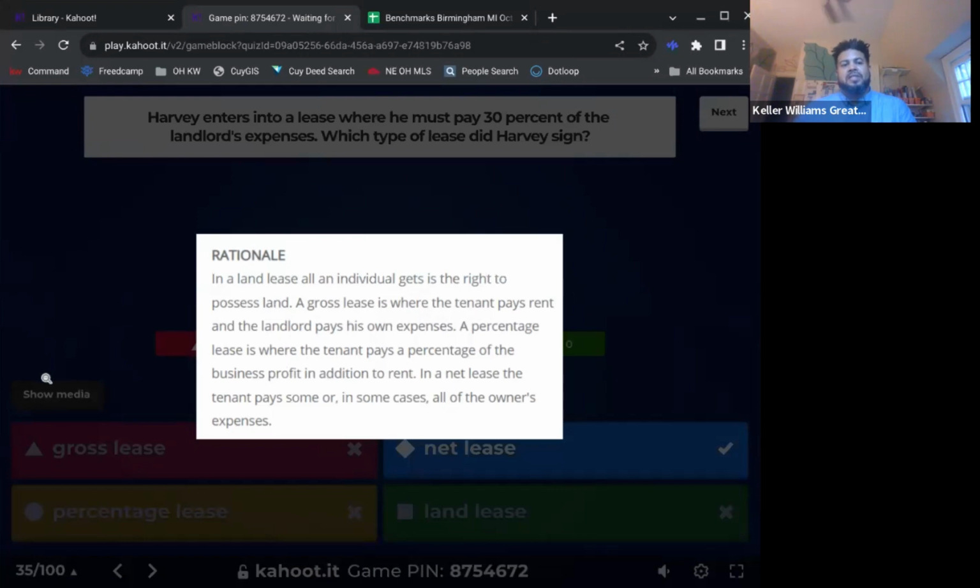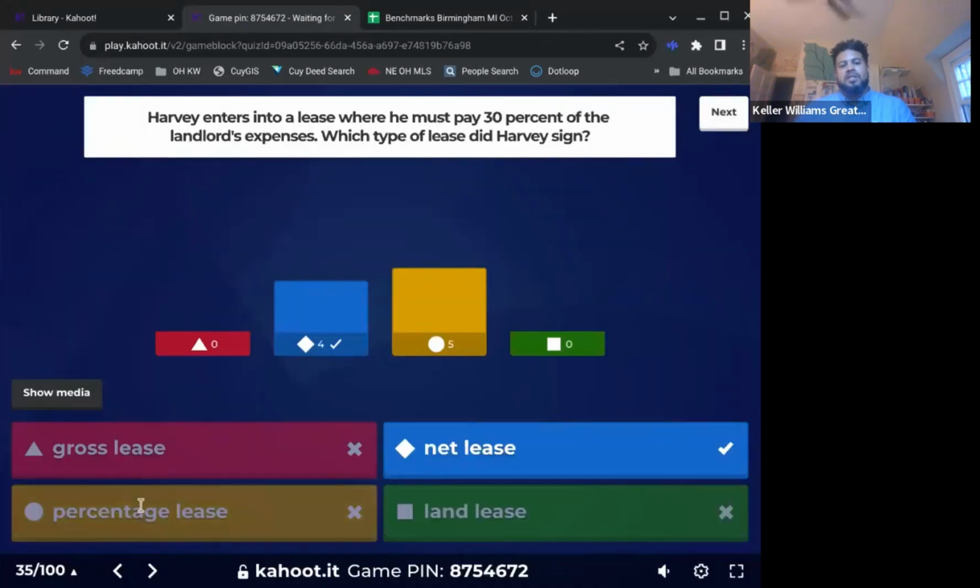So, that's the difference. Percentage is part of whatever your business makes, that you're going to give a percentage back to the landlord over a certain amount. If you make over a certain amount, you're going to give a percentage back to the landlord. Net is you pay part of their bills.